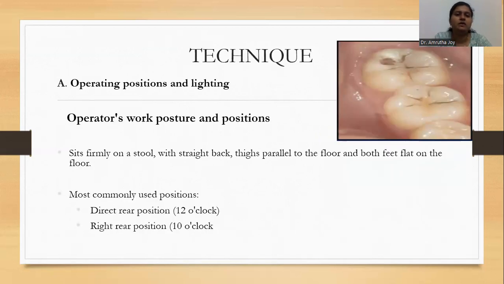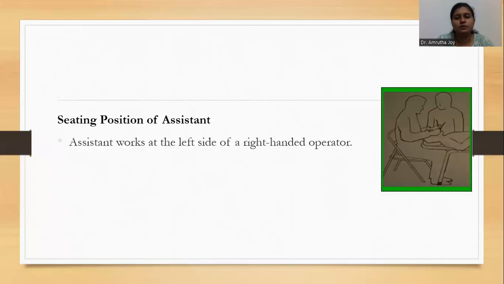Coming to the technique, first operating position and lighting. The operator should sit firmly on the stool with a straight back, thighs parallel to the floor, and both feet flat on the floor. Most commonly, we use the direct rear position or right rear position. Direct rear position means the 12 o'clock position and right rear position is the 10 o'clock position. The seating position of the assistant is at the left side of a right-handed operator.